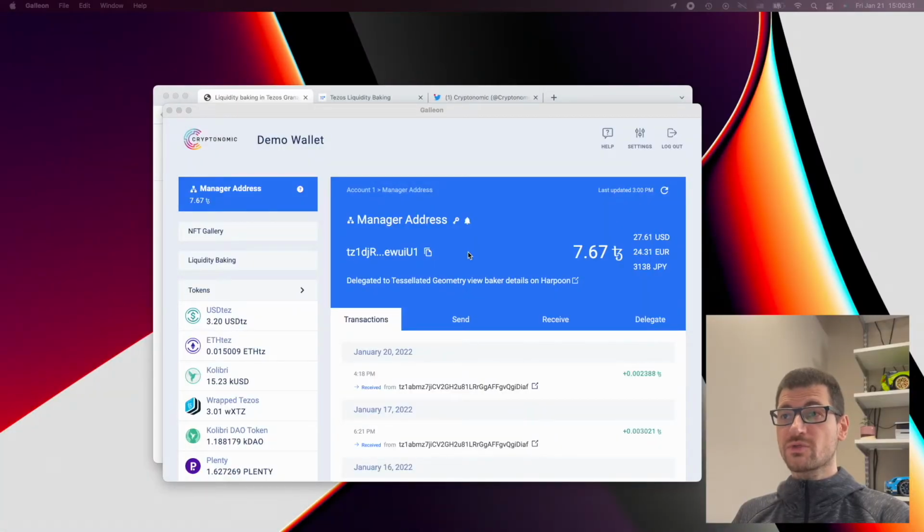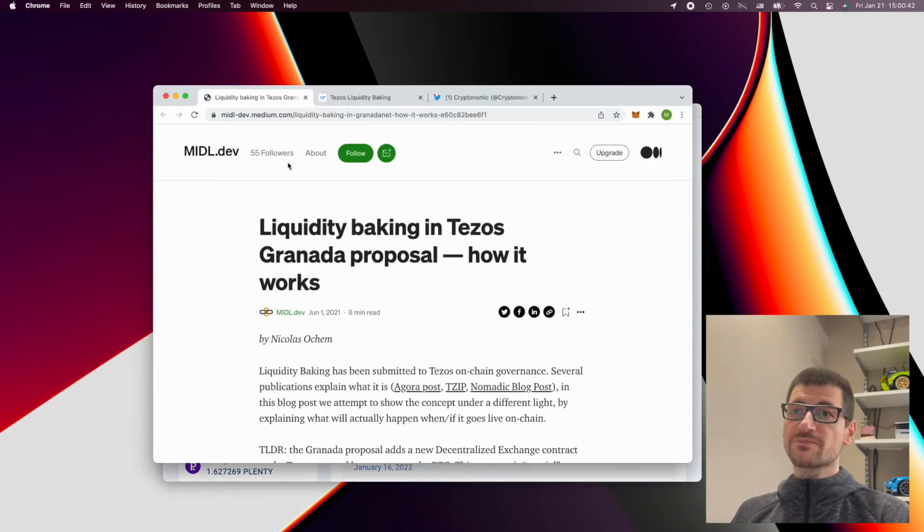We make the Galleon wallet for the Tezos blockchain, and today we're going to do a thing in Galleon. The thing we're going to do is participate in liquidity baking. For those of you who don't know, liquidity baking is a feature that was introduced in the Granada proposal to allow additional liquidity from the Bitcoin blockchain to migrate to Tezos.